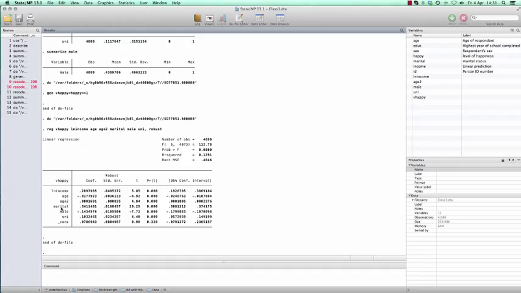Marital is a dummy, equal to 1 if the person is married and 0 otherwise. So if marital equals 1, this coefficient comes into play and it increases the probability that somebody says they're very happy by 34 percentage points.